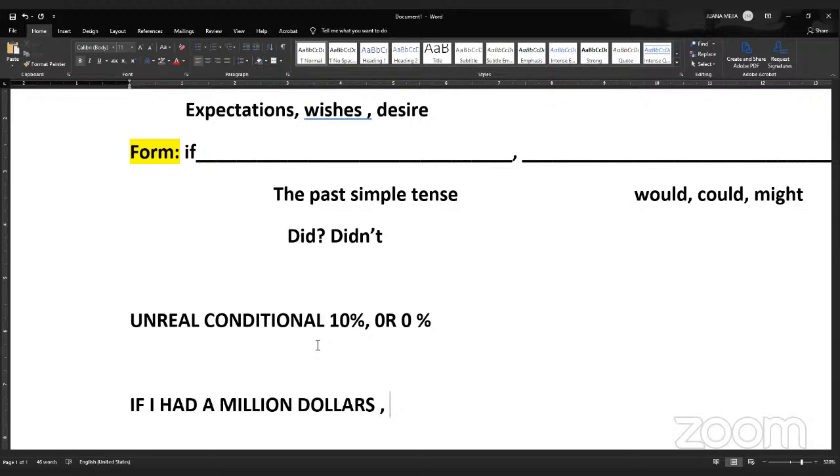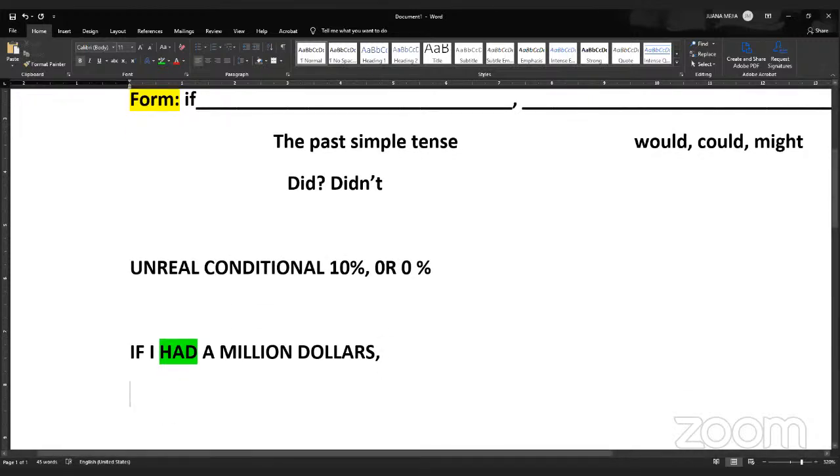If I have $1 million, so this is past simple. You see? Past simple. Pasado simple. Had is the past of have. Have present, had is the past. If I have $1 million. This one.